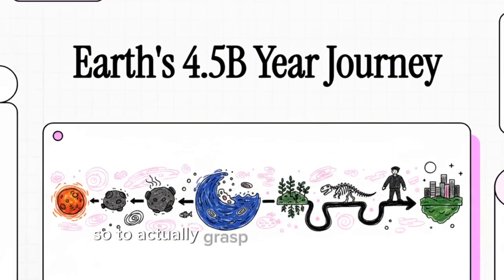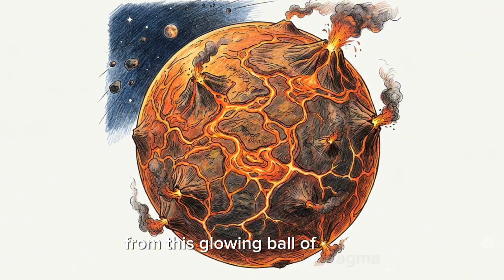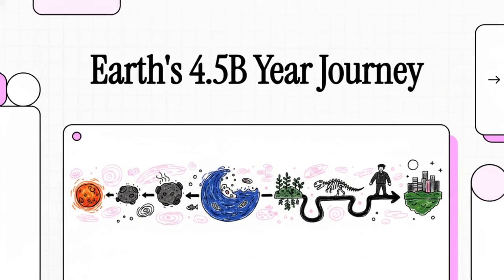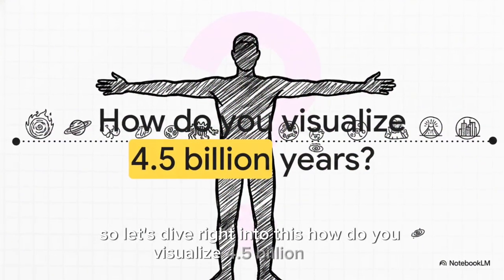So to actually grasp how long it took for our planet to transform from this glowing ball of magma into the world we're sitting in today, we need a physical map. So let's dive right into this. How do you visualize 4.5 billion years?